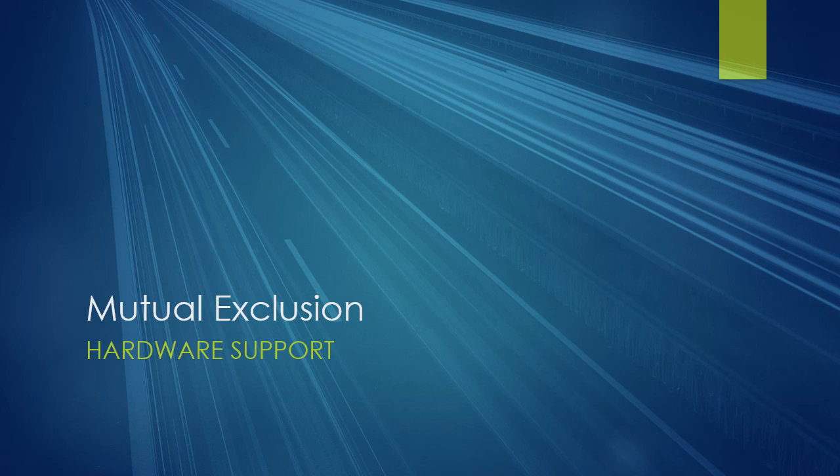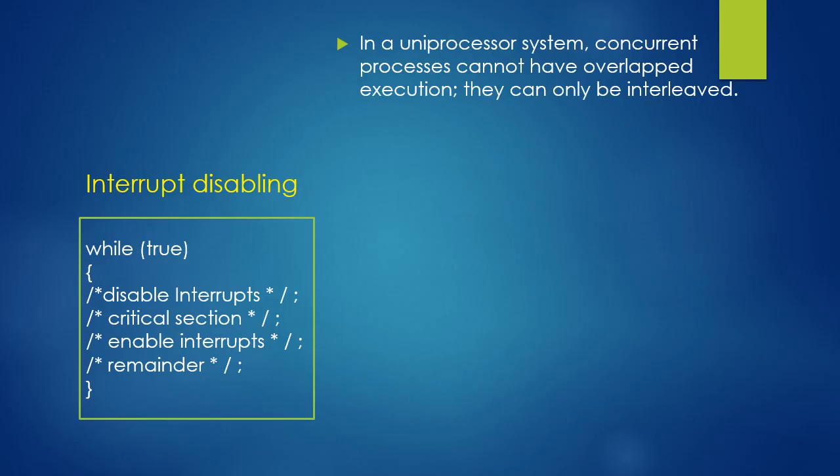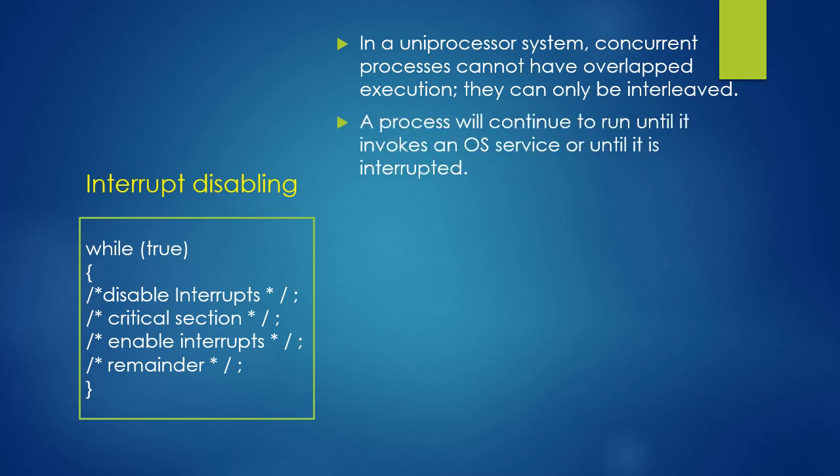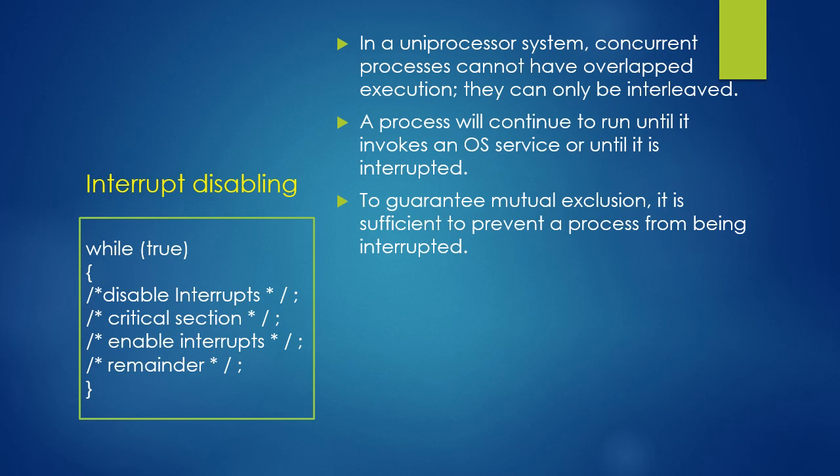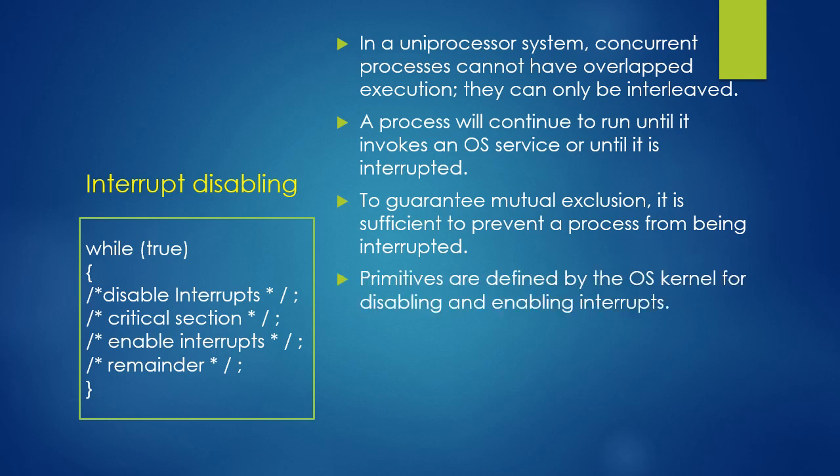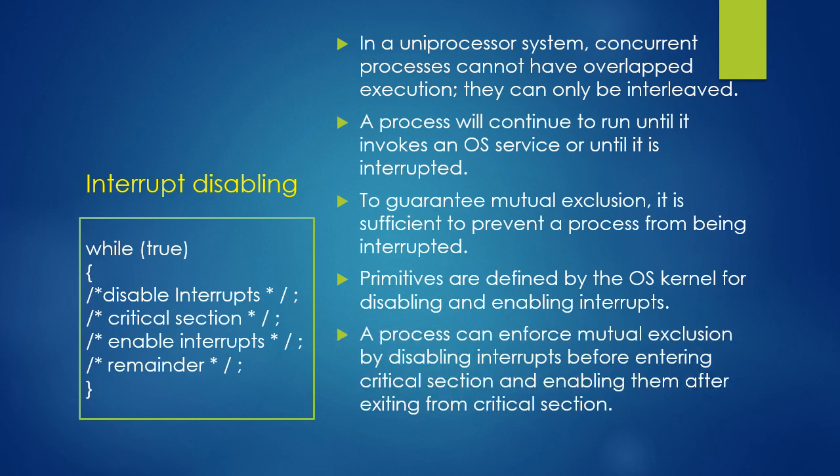So come students, let's talk about the hardware support for mutual exclusion. Interrupt disabling. In a uniprocessor system, concurrent processes cannot have overlapped execution. They can only be interleaved. Furthermore, a process will continue to run until it invokes an operating system service or until it is interrupted. Therefore, to guarantee mutual exclusion, it is sufficient to prevent a process from being interrupted. Primitives are defined by the operating system kernel for disabling and enabling interrupts. A process can enforce mutual exclusion by disabling interrupts before entering critical section and enabling them after exiting from critical section.